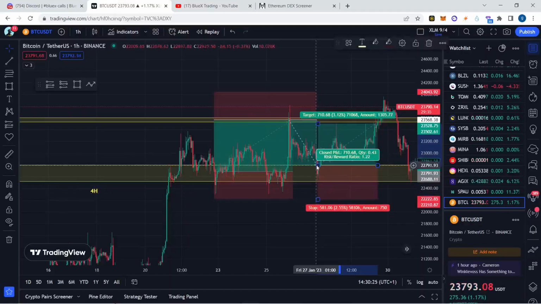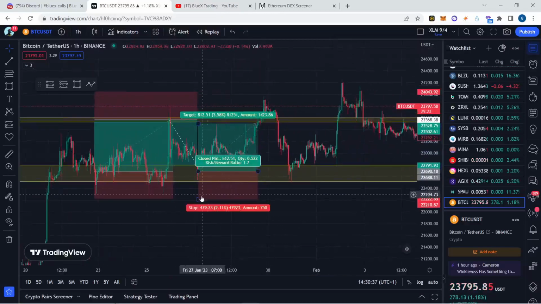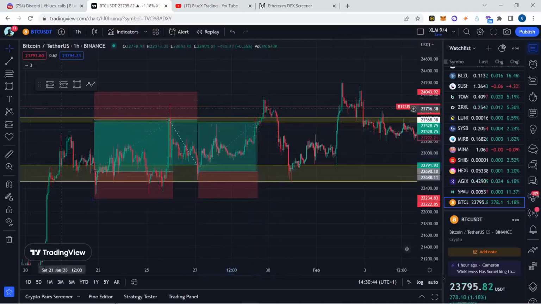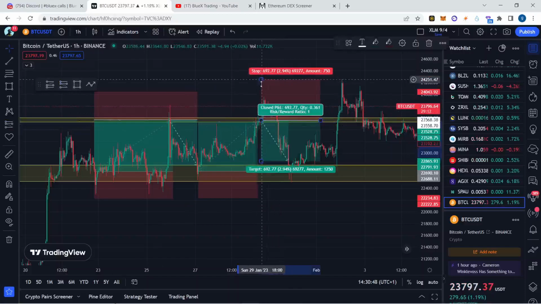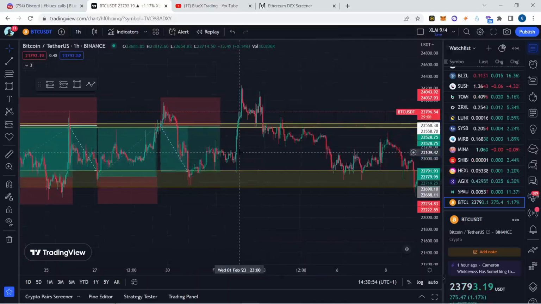You can always put your orders in the middle of the liquidity zone. You can put your order on top, in the middle, or on the bottom. I prefer to put them always in the middle, as you can see. So 2% stop loss from here, targeting the upper liquidity zone. We got the take profit. Here on the take profit, same story: short position, 2% stop loss, and we go for the other.